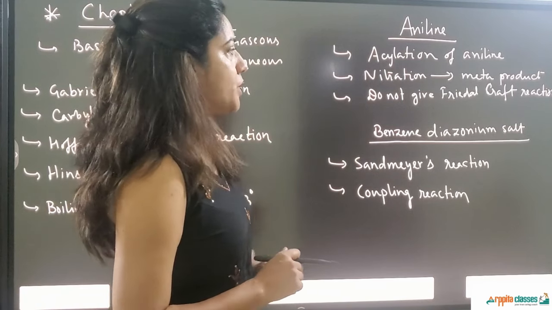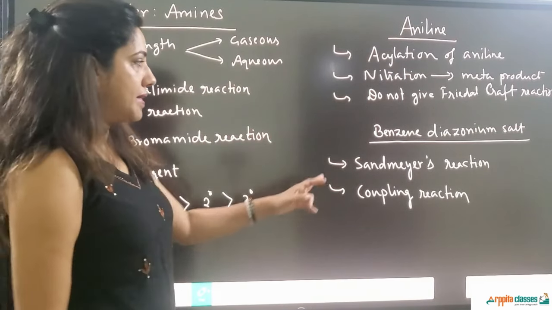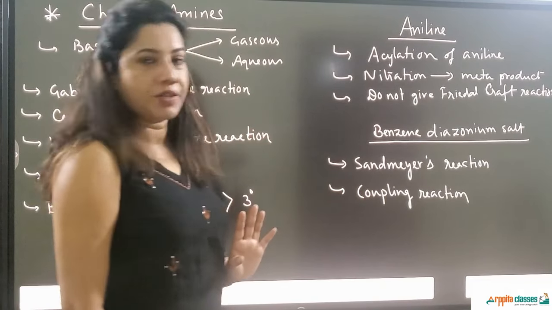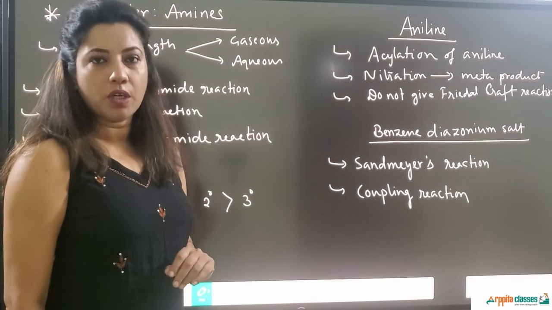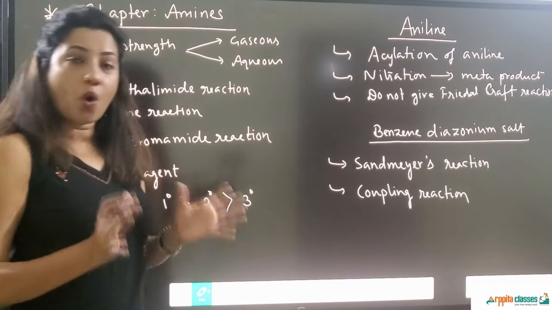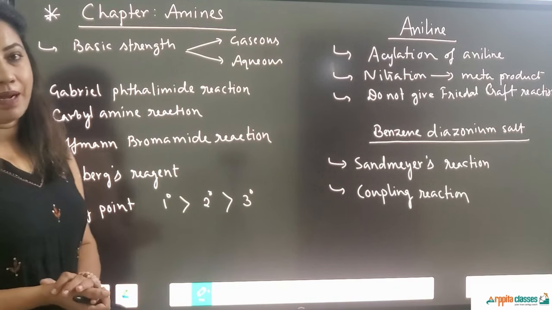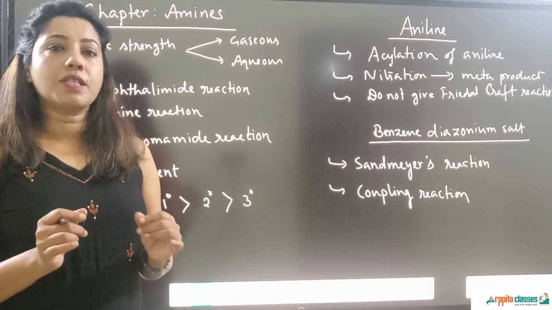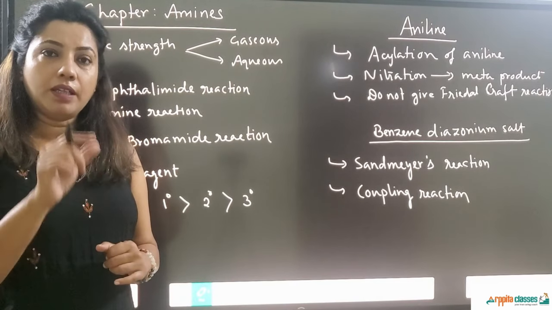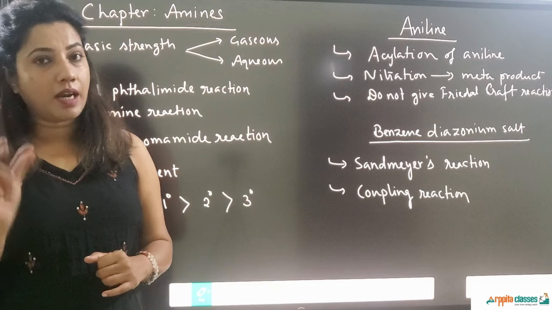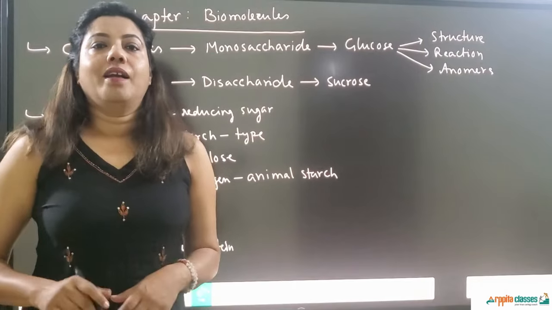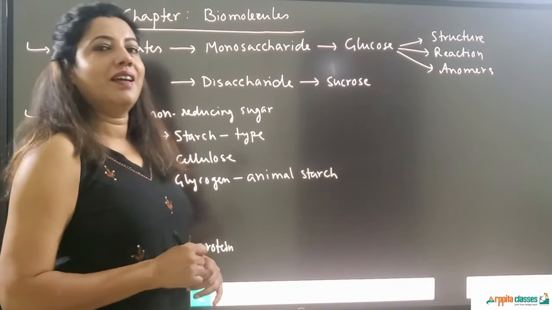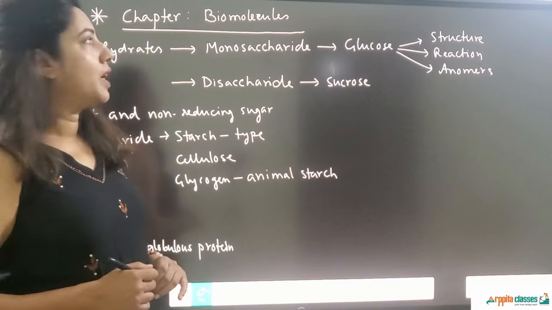Next we have benzene diazonium salt. From there we need to prepare Sandmeyer reaction and coupling reaction. These are the two reactions what we have to prepare from benzene diazonium salt. So these are all you have to prepare from amines. Okay, write down the reactions and prepare. Write down everything, the name of the substrate, the reagent, the condition and the product for all the named reactions nicely. So now we come to the next organic chemistry chapter, that is biomolecules.